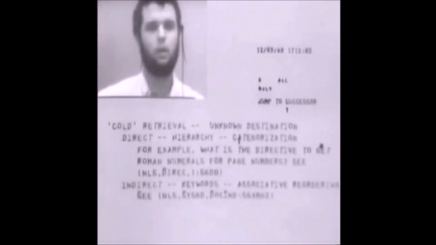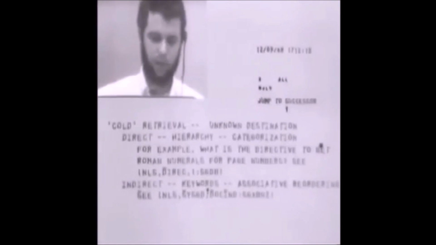the other main branch of retrieval that we're talking about. Here again, I've broken it into direct and indirect. This is the case where the destination is unknown. By this I mean you don't know where the information is, but you're able to describe it, or you know enough about it that you can find it either in a hierarchy or by describing it with keywords. By the use of a hierarchy here, I mean working down through the hierarchical structure of the file, making use of the categorization that's built into the file.